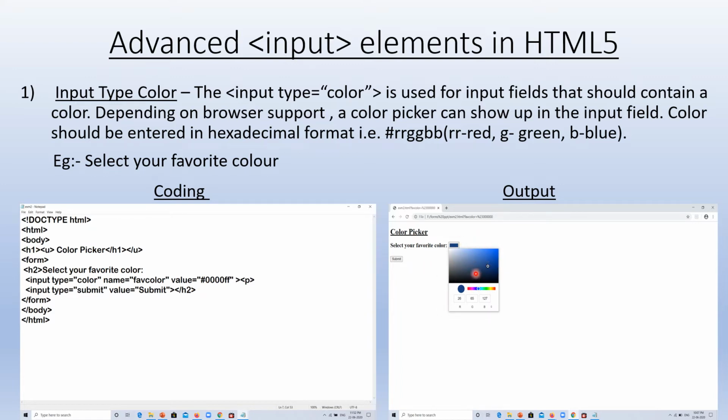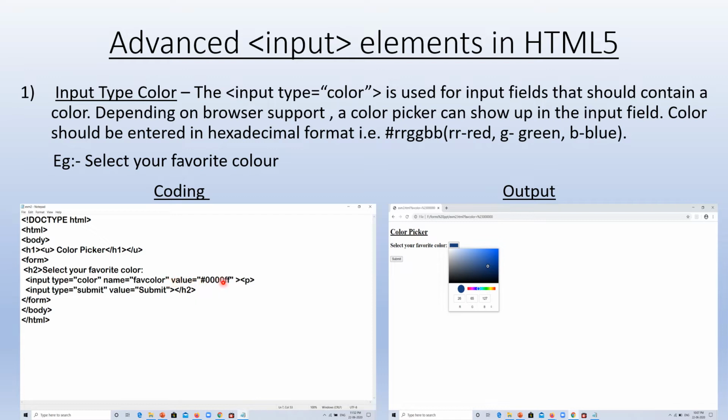So this is nothing but color picker. Here we have given a value. That's why by default blue has been selected. Suppose you want to select a different color, now also you can select a different color. But if you're not writing this value, it is not compulsory.